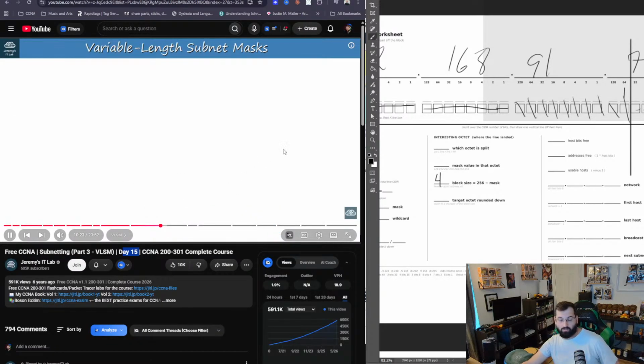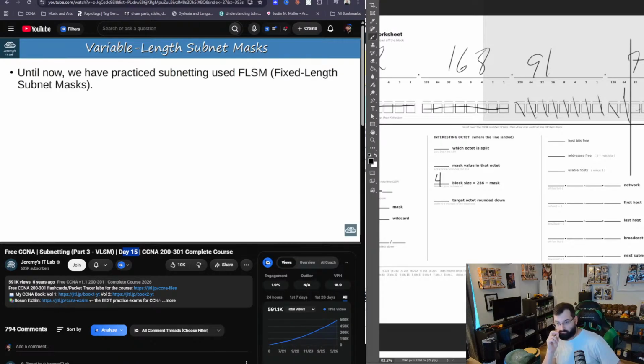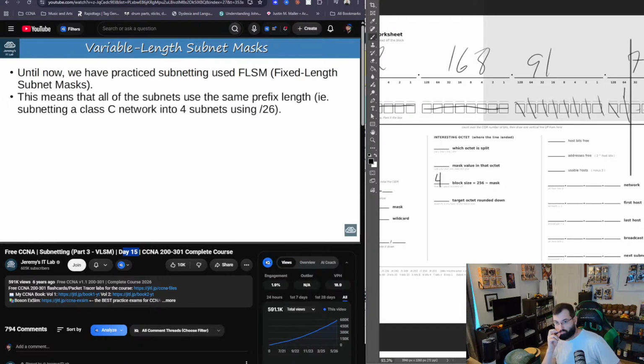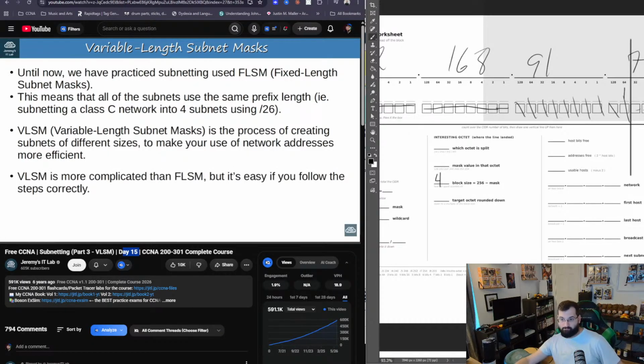So let's move on to a very important topic, VLSM, which stands for Variable-Length Subnet Masks. We'll do that on Sunday. Until now, we have practiced subnetting using FLSM, Fixed-Length Subnet Masks. This means that all of the subnets use the same prefix length. For example, subnetting a Class C network into 4 subnets using /26. However, VLSM, Variable-Length Subnet Masks, is the process of creating subnets of different sizes to make your use of network addresses more efficient. Now, VLSM is more complicated than FLSM, but it's easy if you follow the steps correctly.